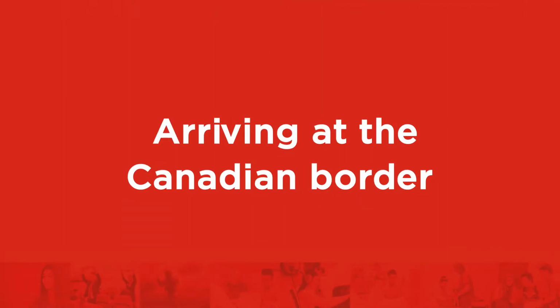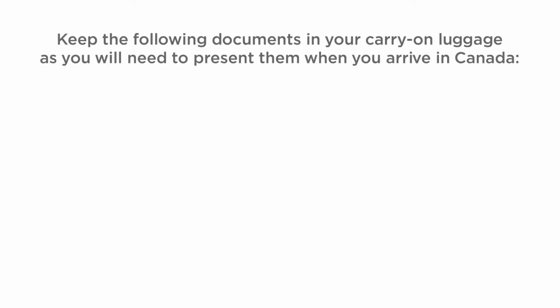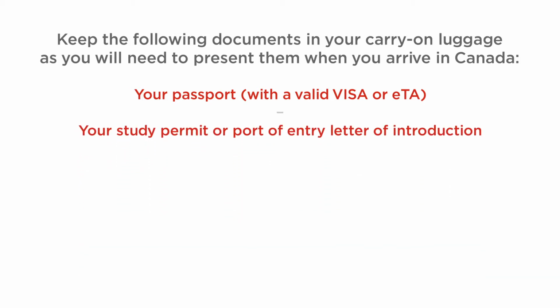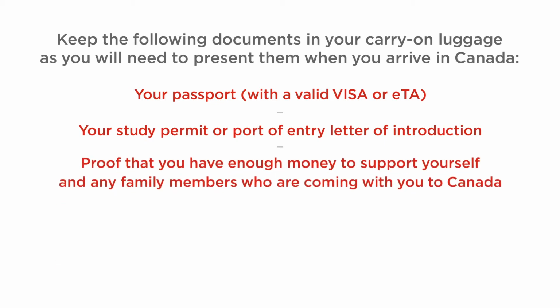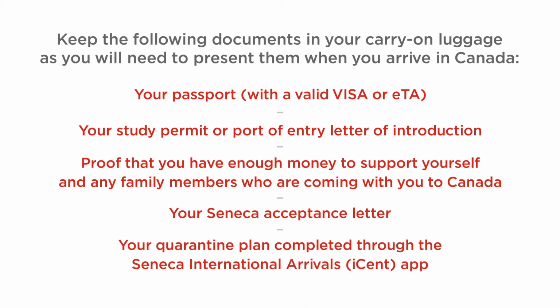Arriving at the Canadian border. Keep the following documents in your carry-on luggage as you will need to present them when you arrive in Canada: your passport with a valid visa or ETA, your study permit or port of entry letter of introduction, proof that you have enough money to support yourself and any family members who are coming with you to Canada, your Seneca acceptance letter, your quarantine plan completed through the Seneca International Arrivals iSend app.